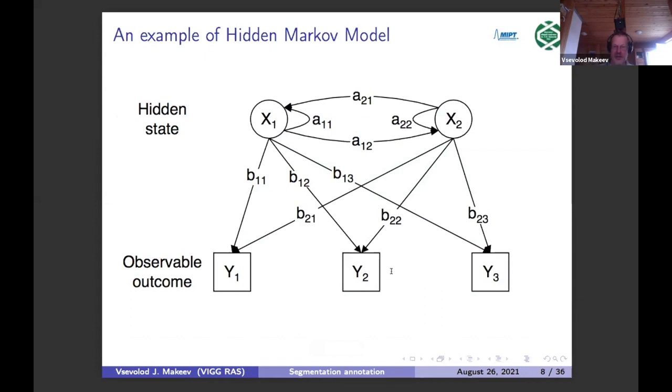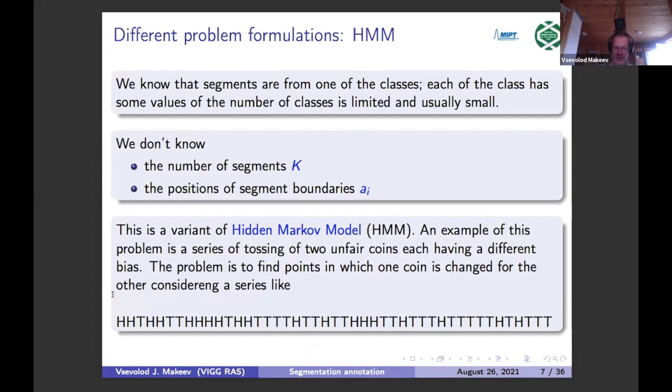But using statistical parameters of these series of observations, and using some kind of optimization algorithm, usually the algorithm is called the Viterbi approach, you can optimize for all those quantities we need.